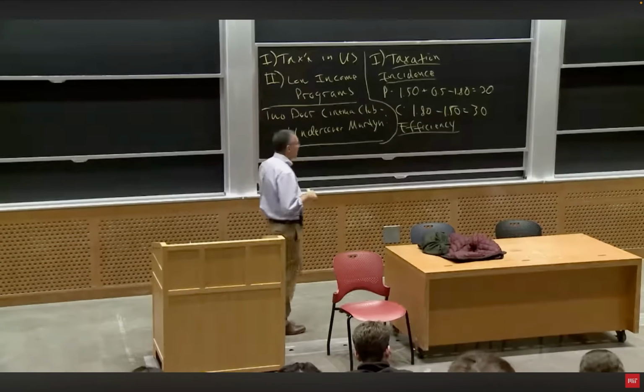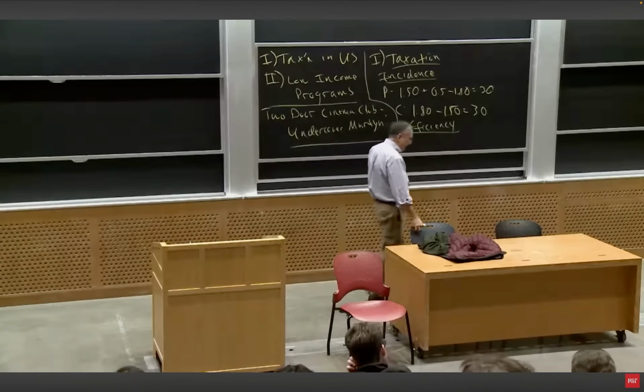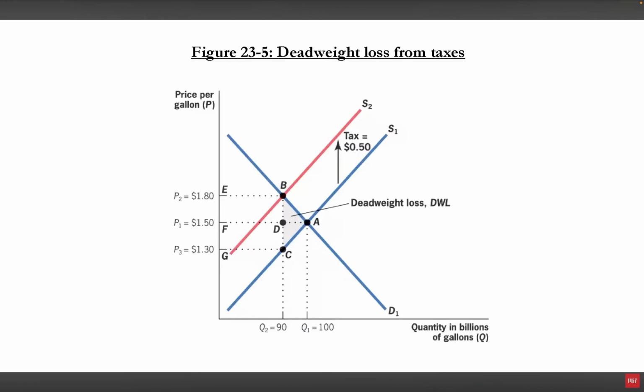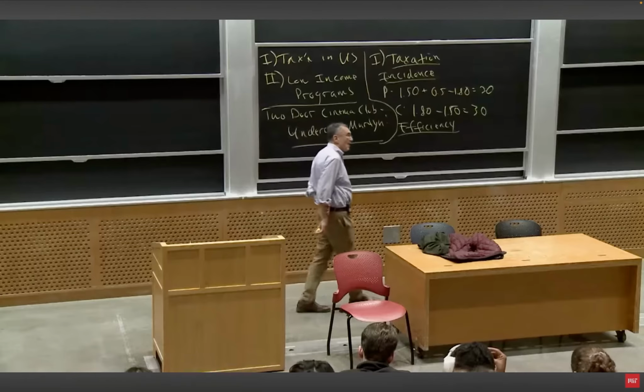Figure 23.5 goes back to our original tax on producers of 50 cents a gallon. Same thing, initially in equilibrium at P1, Q1. Now you get a new equilibrium at P2, Q2: $1.80, 90 billion gallons. What about efficiency?